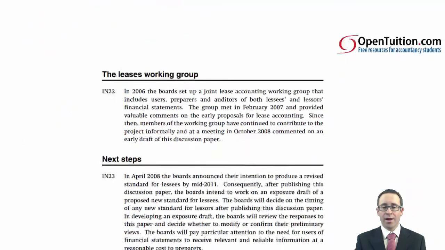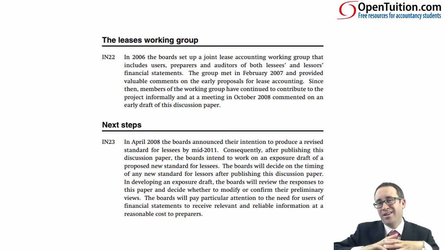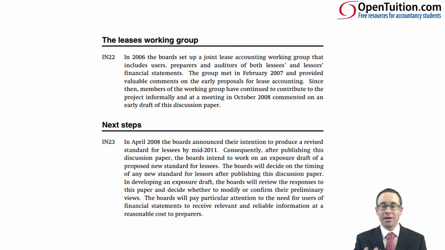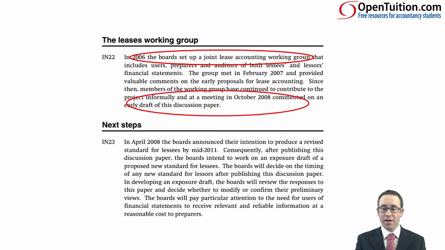If we then think about just a bit of an added value exercise, thinking about leases. As I sit here, it's 2016, and leases have just been going on forever. If you look at what we have here, it says in 2006, the board, so the IASB board, set up a joint lease accounting working group. So things were added to the work plan there in 2006. It says they met in February 2007, and 2008 commenced on an early draft of the discussion paper.